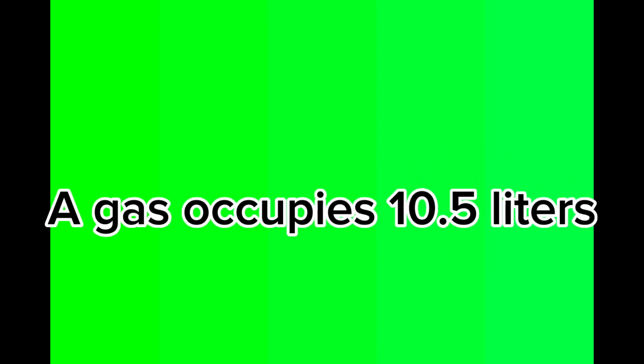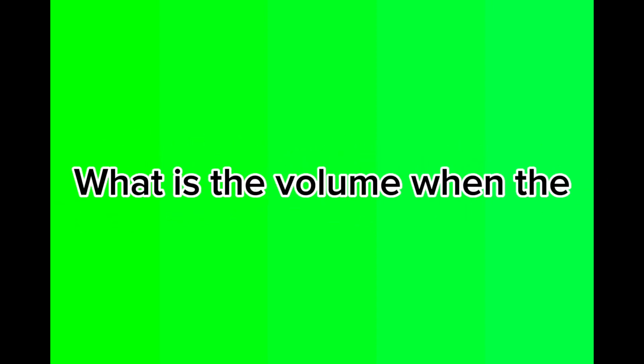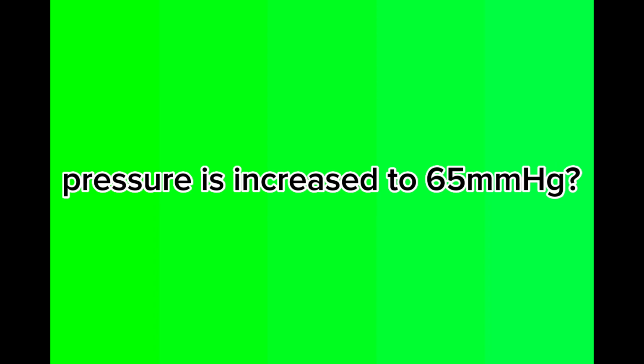Let's answer this sample problem. A gas occupies 10.5 liters at a pressure of 45 millimeter mercury. What is the volume when the pressure is increased to 65 millimeter mercury? So the first step to solve the problem is to identify the given data.